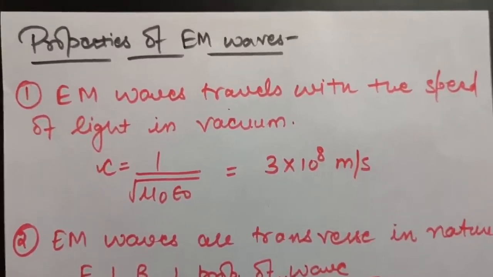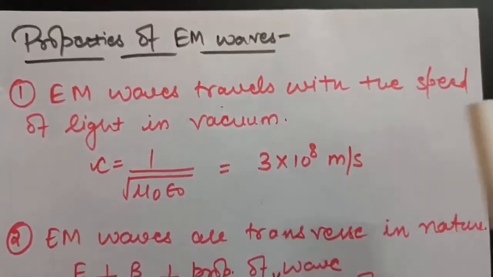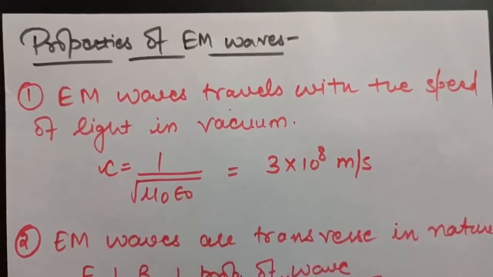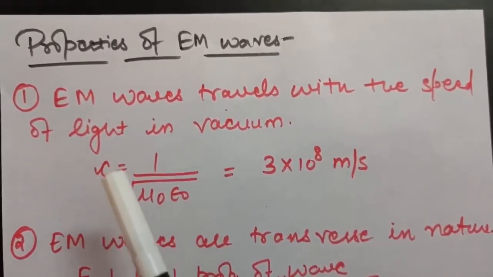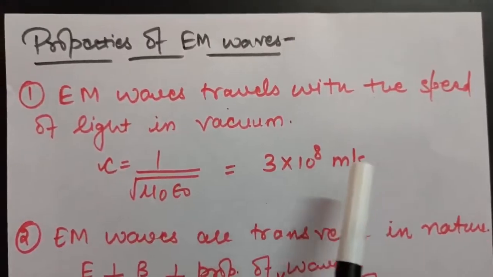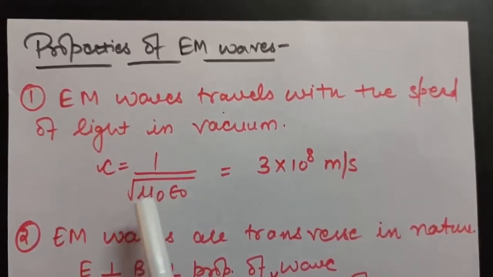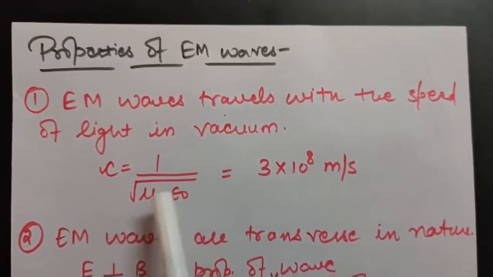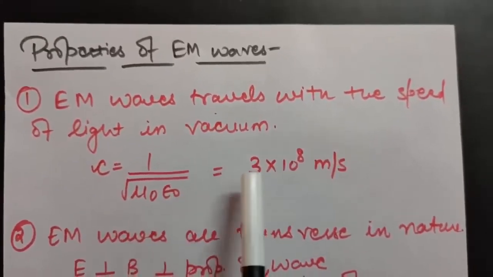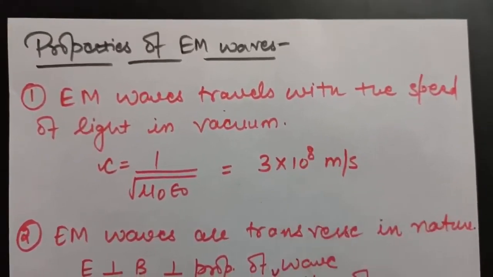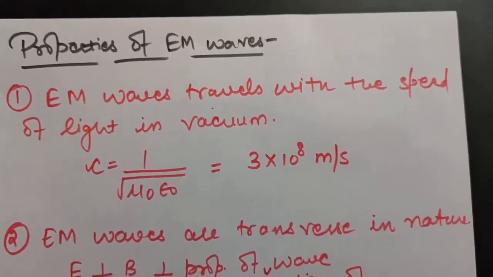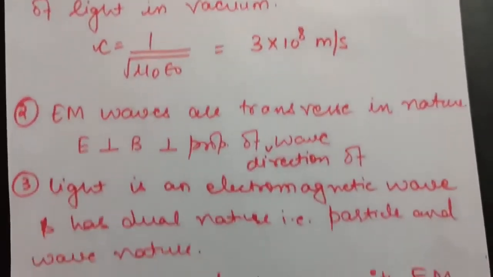So the first property is that electromagnetic waves travel with the speed of light in vacuum. And as you know, the speed of light is 3 into 10 to the power 8 meter per second. So if you calculate c by the formula c equals 1 upon under root of mu naught epsilon naught, you know both the values. When you solve it, you will get 3 into 10 to the power 8 meter per second. So electromagnetic waves travel with the speed of light in vacuum.